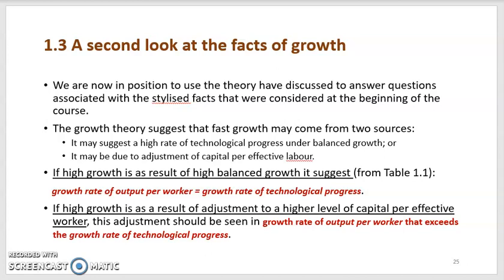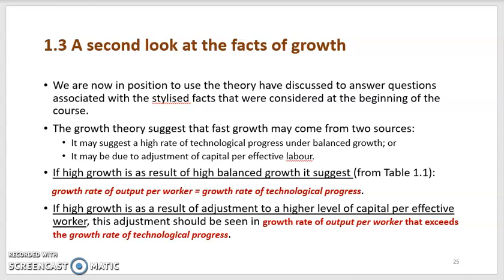So, suppose we observe an economy with a high growth rate of output per worker over some period of time. Our theory, discussed in this chapter and the previous one, implies this fast growth may come from two sources. One, it may reflect a high rate of technological progress under balanced growth. And two, it may reflect instead the adjustment of capital per effective worker.